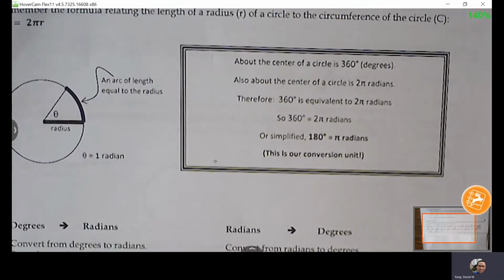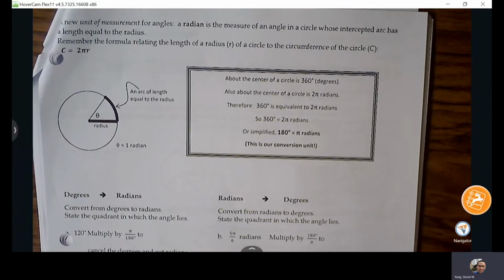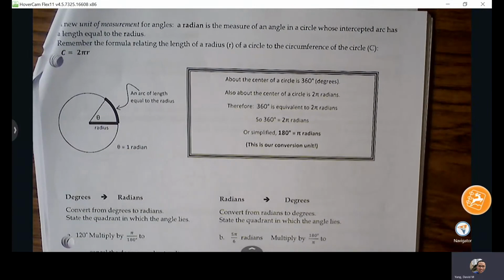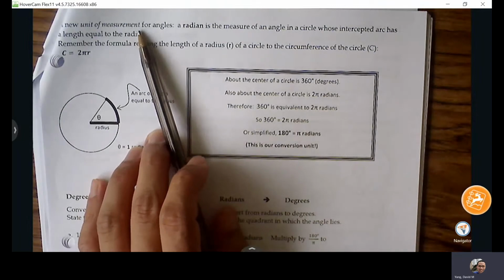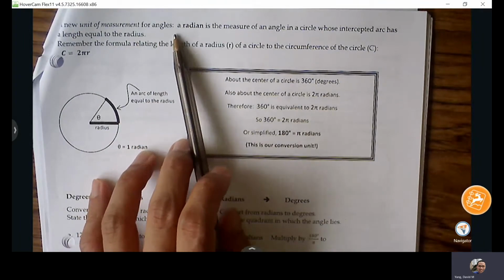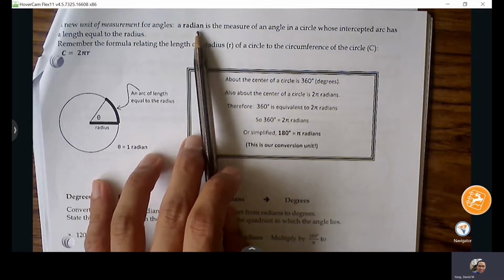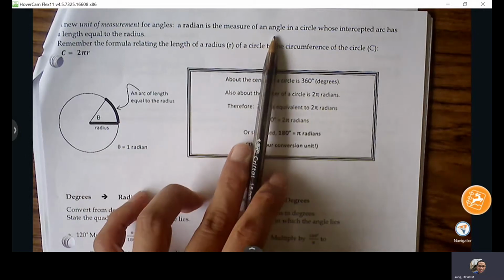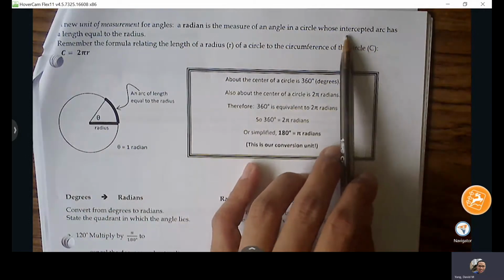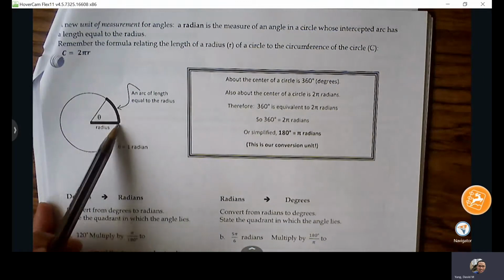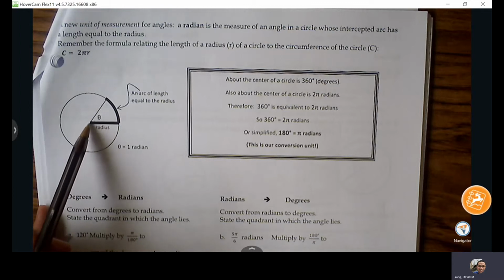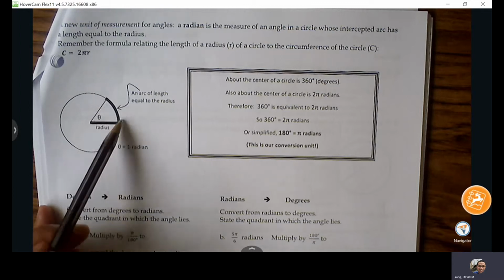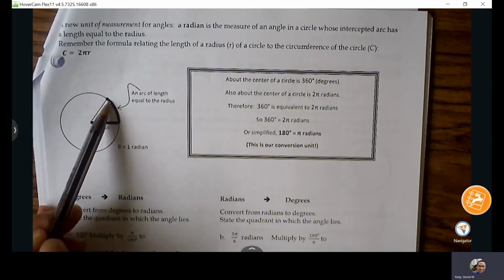Okay. Next page, page 17. We've discovered a lot of this from the previous pages, but I'm just going to review again. The new unit of measure for angles that we discovered is called the radian. It's the measure of an angle in a circle whose intercepted arc... we call this an intercepted arc because it's the arc that's associated with this angle. If I take the rays of the sides, wherever they intersect the circle, that's the intercepted arc.